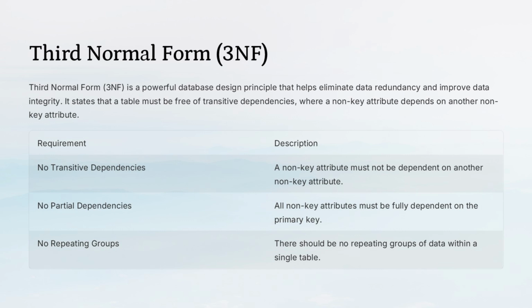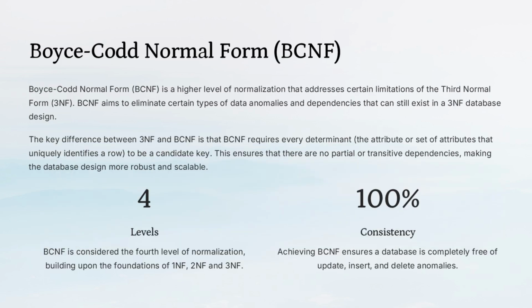BCNF is considered the fourth level of normalization, building on 1NF, 2NF, and 3NF. Achieving BCNF ensures a database is completely free of update, insert, and delete anomalies. The star schema is a common dimensional modeling technique that organizes data into a central fact table surrounded by dimension tables. This structure enables efficient data querying and analysis, making it ideal for data warehousing and business intelligence applications.